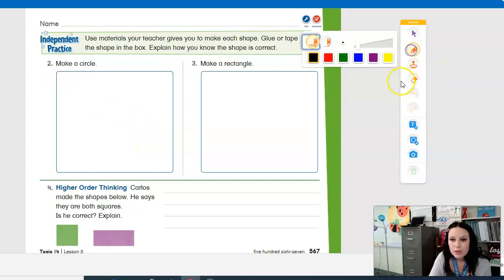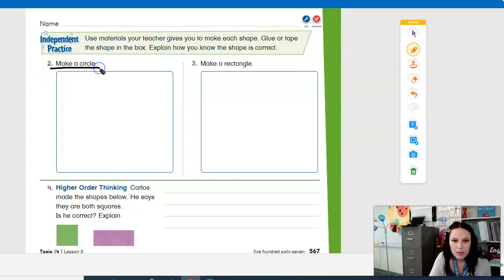So for the first one, it wants you to make a circle. So it wants you to draw, or if you have permission, use materials to glue or tape a circle into this space. It also wants you to do that for number 3 and make a rectangle. And then it wants you to explain how you know the shape is correct.